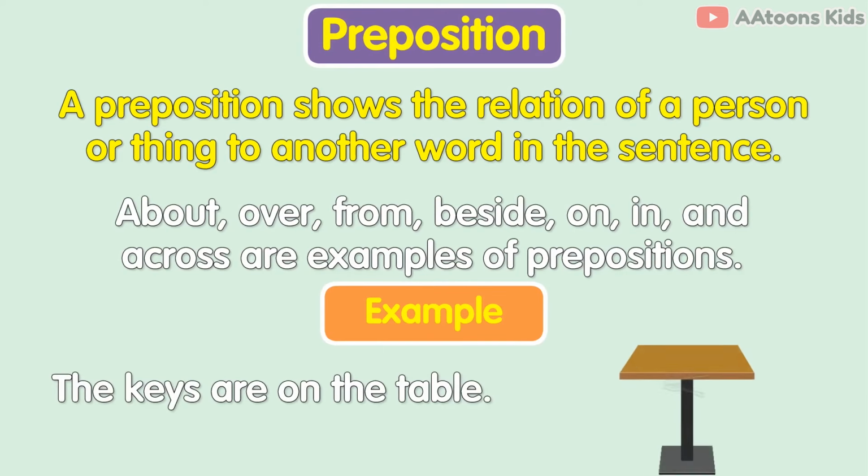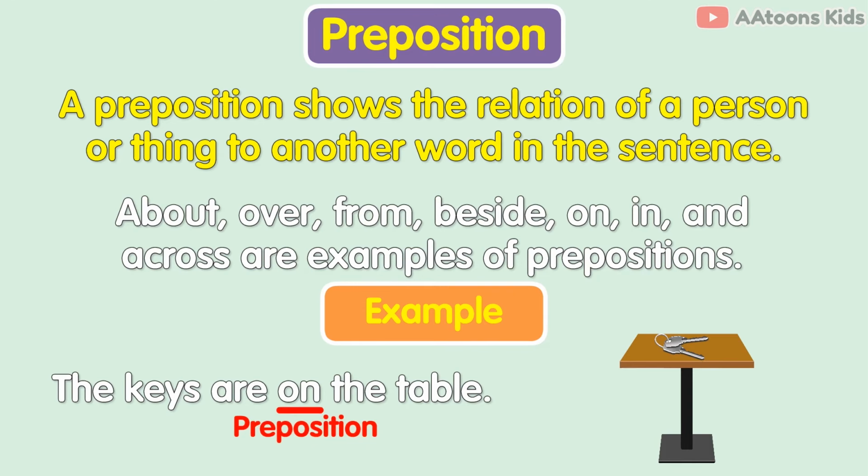The keys are on the table. In this sentence, the relation between keys and table is shown by the preposition on. On shows the keys are kept on the table.